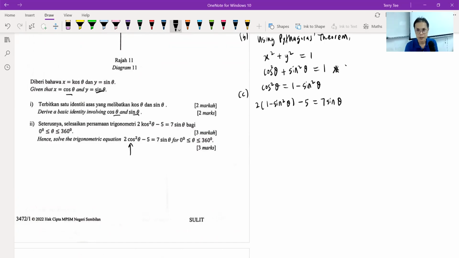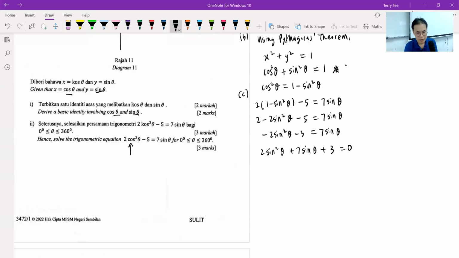So let's expand the bracket. This will be 2 minus 2 sine square theta minus 5. Your answer is 7 sine theta. Okay, let me do a bit slower here. This is minus 2 sine square theta minus 3 equals 7 sine theta. Transfer everything to the right-hand side. You get 2 sine square theta plus 7 sine theta plus 3. The result is 0. So what you can do now is to factorize it.